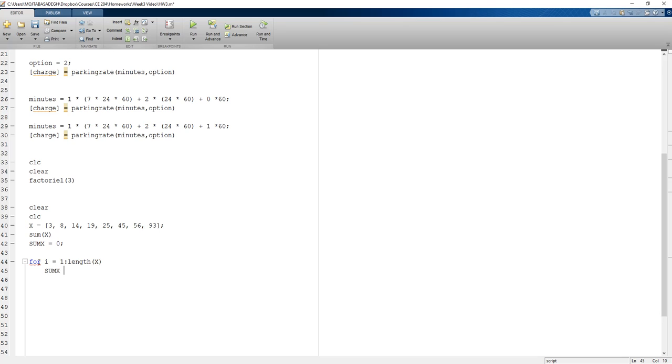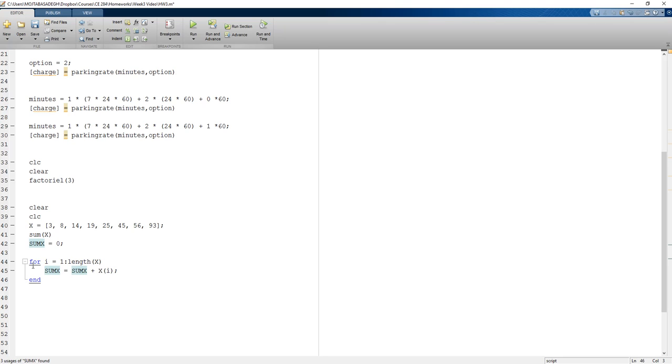For this, sum x is equal to previous sum x plus x of I, and this will give you the summation of all the elements. Let's see how it works. For I equal to 1, sum x was 0, right? 0 plus x of 1, which is 3. So sum x becomes 3. So now sum x is 3.